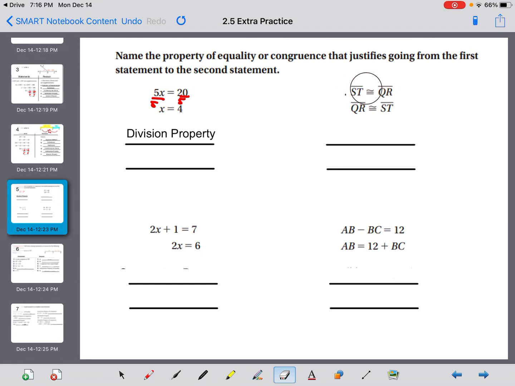Next, we have ST is congruent to QR, which means QR is congruent to ST. Well, that was definitions from yesterday. When you mirror or flip the equation, okay, that is your symmetric property.